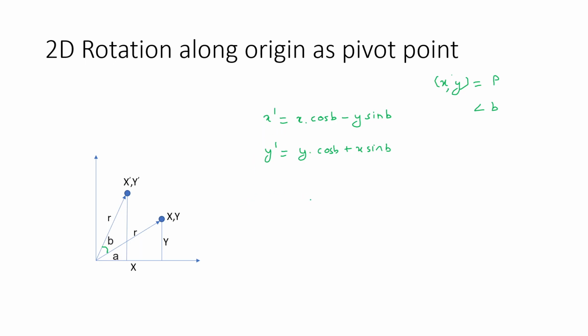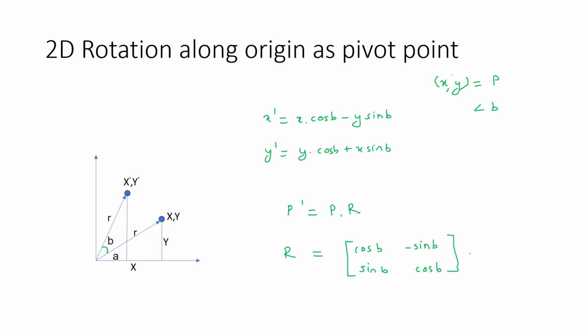Okay. Now you can write it in matrix form also. With this same formula you can write it in terms of matrix. How do you write it? Let's say your P dash is the new position, correct? It is equal to P, that is the original position, multiplied by rotation matrix R, where R is equal to cos B, minus sin B, and sin B, cos B.